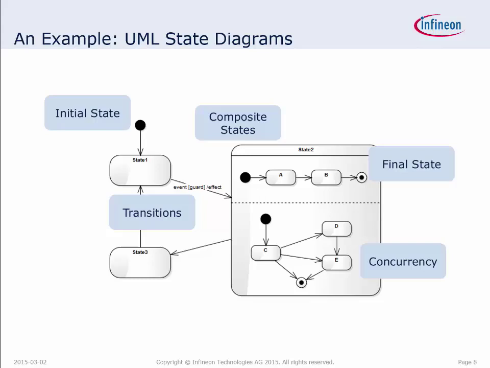Here, for example, for the UML state diagrams, you have your initial state going into the state 1. Then you have transitions, going from one state to another state. There's the possibility to have composite states. So, for example, you have this state and this state, which are running concurrently. And you have final states leaving the composite state to the state 3. That means you have possibilities to graphically specify your state machines in UML.